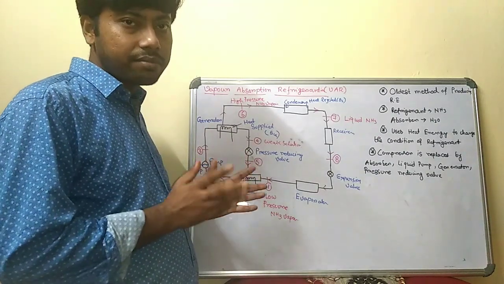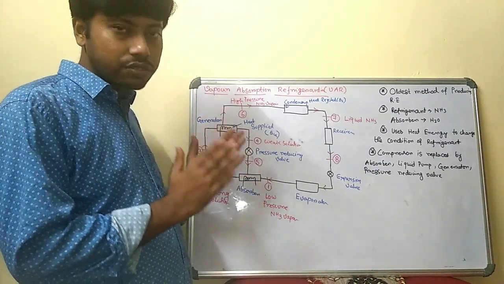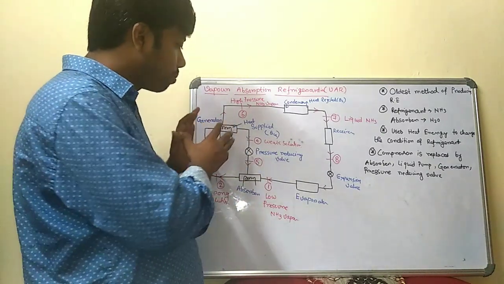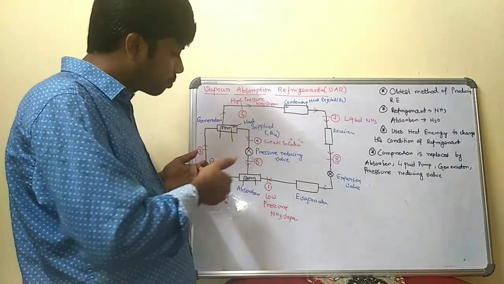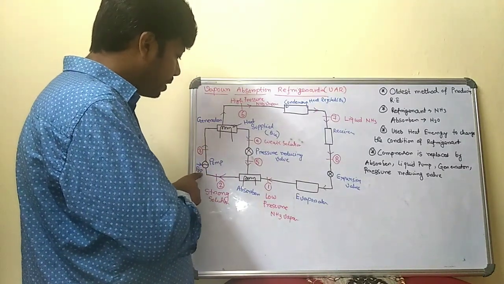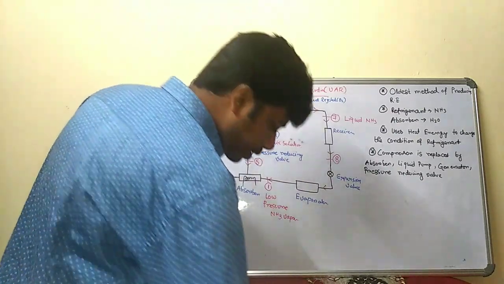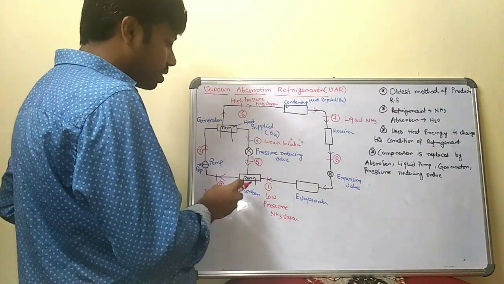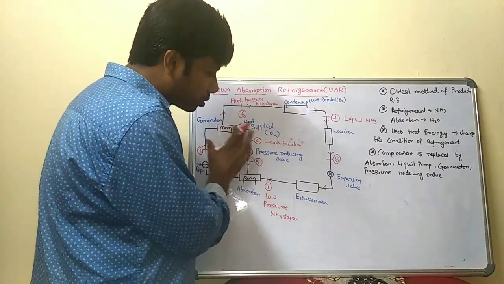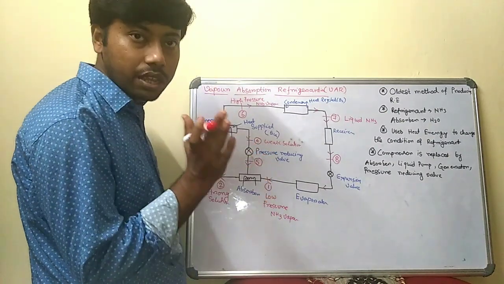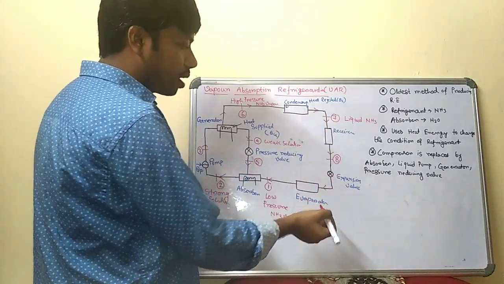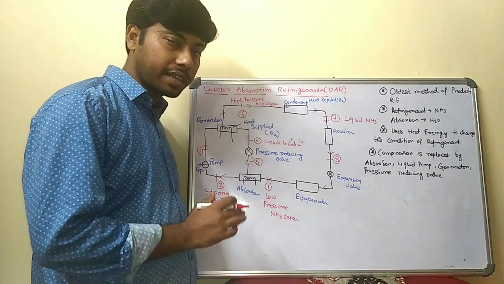All the processes are the same, but the difference between VCR and VAR is that the compressor is not here. In place of the compressor, we have an absorber, a liquid pump, a generator and a pressure reducing valve. These four things replace the compressor of the VCR. Otherwise, the components, condenser, receiver, expansion valve and evaporator, are used in the VCR cycle also.